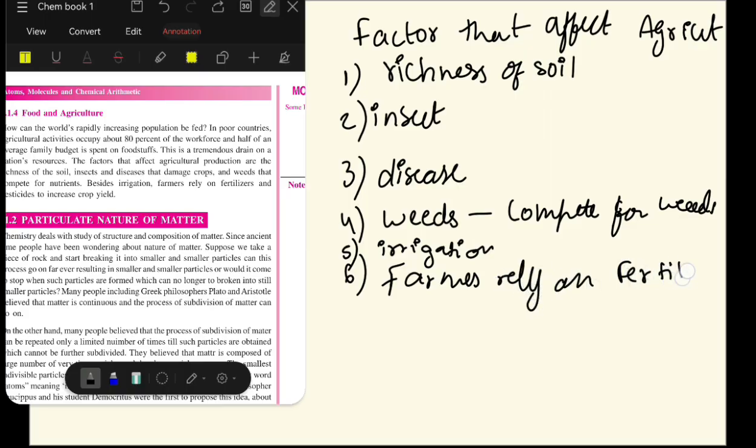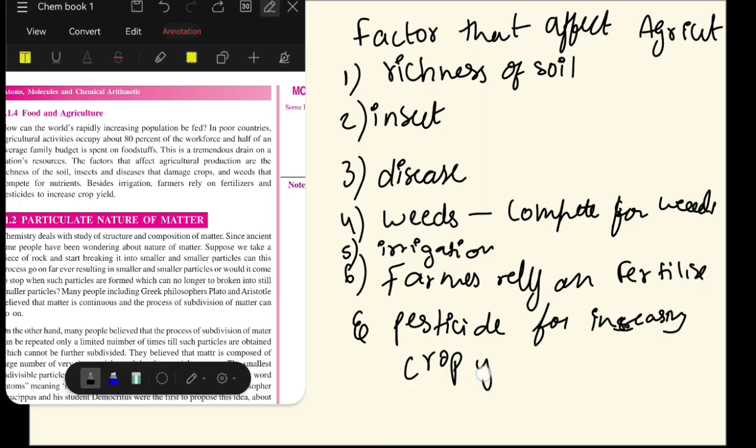And finally, farmers rely on fertilizers and pesticides for increasing crop yield. So farmers rely on fertilizers and pesticides to increase the crop yield. So these 6 are the factors that affect agriculture.